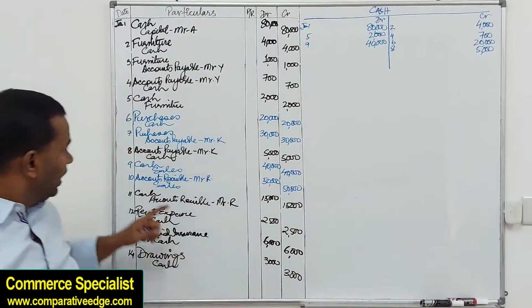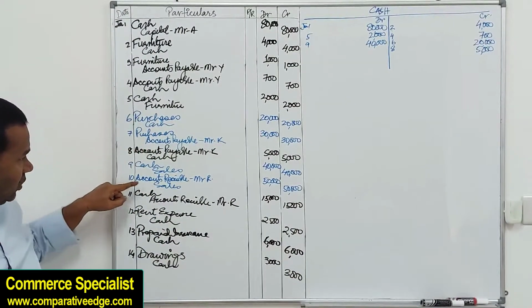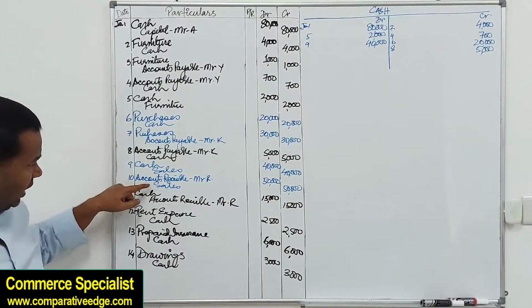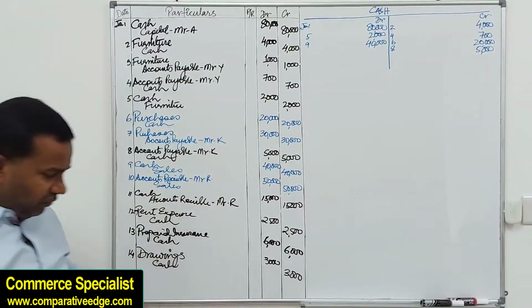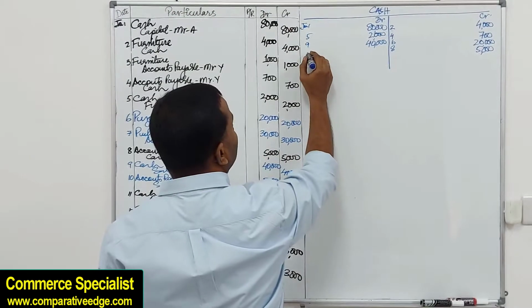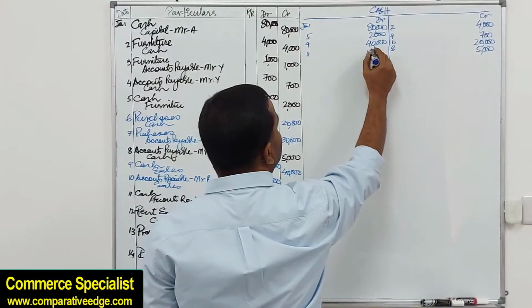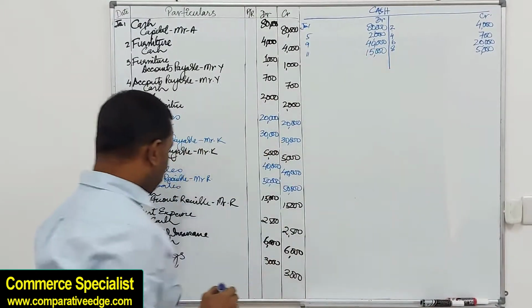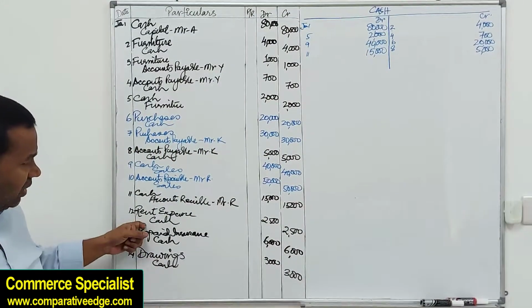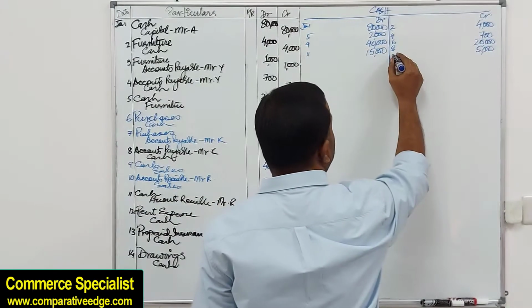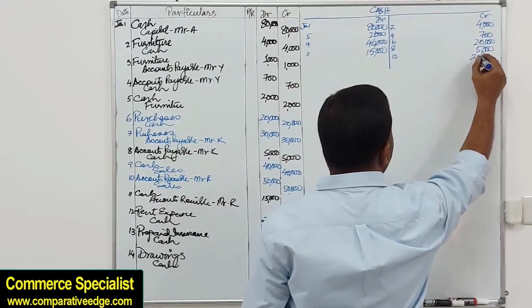All right. Entry 10, there is no cash. Look at debit and credit both, there is no cash. Entry 11, cash is a debit with 15,000. So I come on the debit side, I write 11. Cash is a debit with 15,000. All right. Entry 12, cash is credited with 2,500. So 12, it's credited with 2,500.